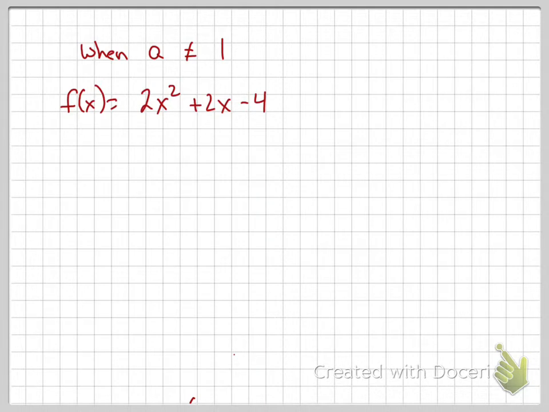How many of you feel comfortable finding the vertex with negative b over 2a? Okay, good. But how many of you see an issue here with trying to set this equal to 0 and find the x-intercepts by factoring? If I go 2x squared plus 2x subtract 4 equals 0, most of you probably don't remember how to factor if the leading coefficient is not a 1.